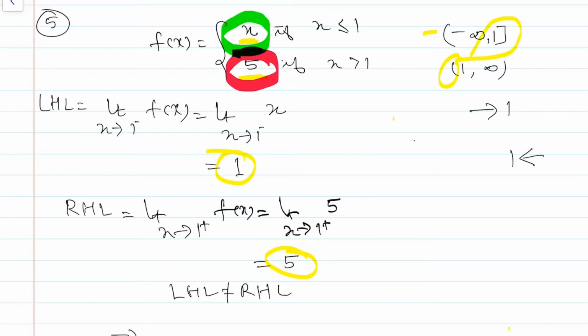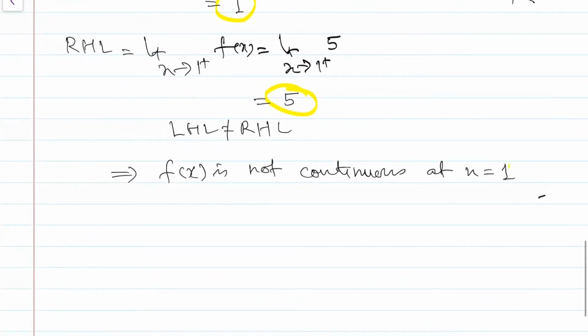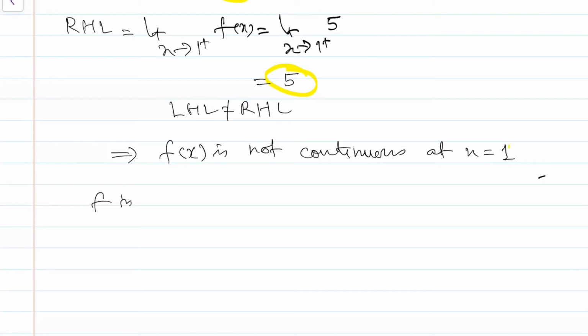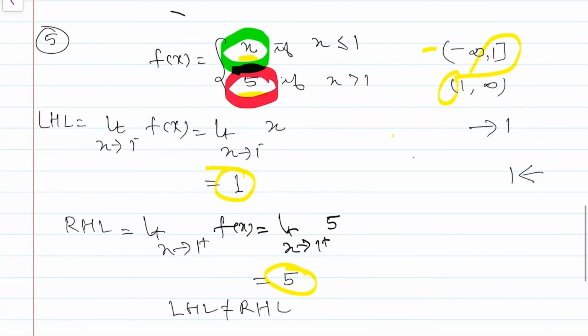It means that this function f(x) is not continuous at x is equal to 1. Now this function will be continuous at x is equal to 0 and at x is equal to 2, because when x is equal to 0, the first definition of the function will be applied. This definition will be applied, which is x, and x is a polynomial function and it is continuous.